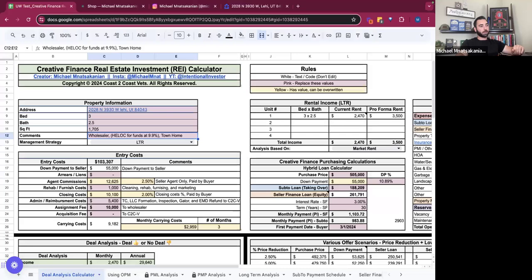3-year balloon with the 30% contingency, $10,000 EMD. HOA appears to have no rental restrictions. I'll be getting the CC&Rs. That's good. Today to confirm that, we'll forward them.